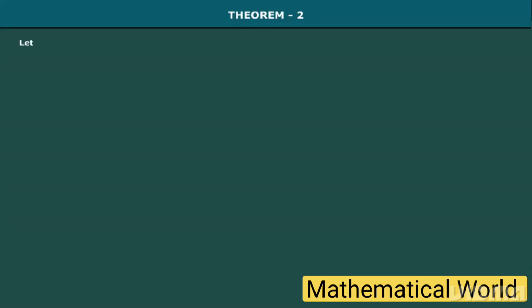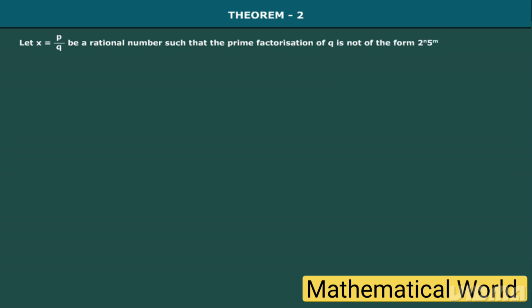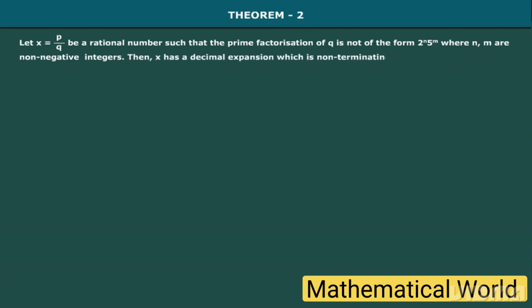Theorem 2. Let x equal to p by q be a rational number such that the prime factorization of q is not of the form 2 raised to the power n into 5 raised to the power m, where n and m are non-negative integers. Then x has a decimal expansion which is non-terminating but repeating. Here is an example to understand this theorem.